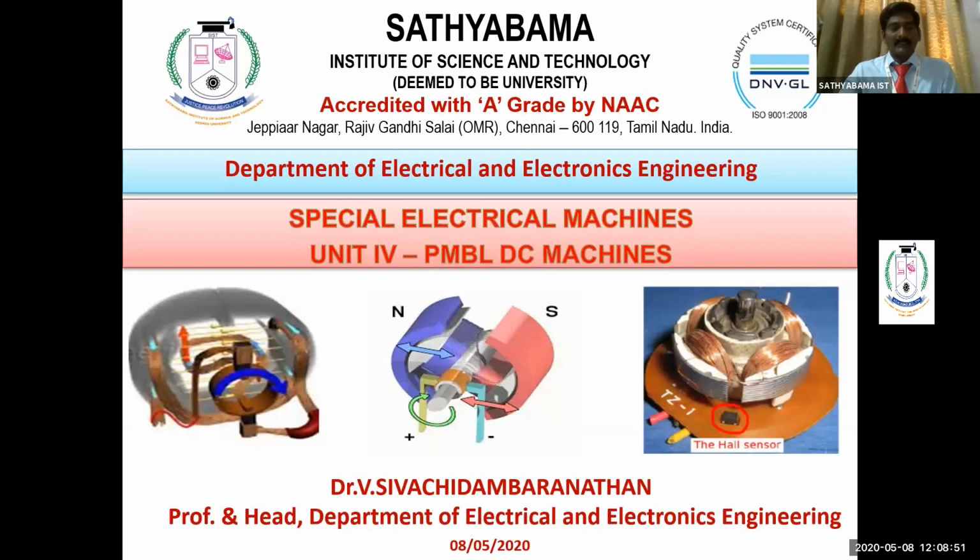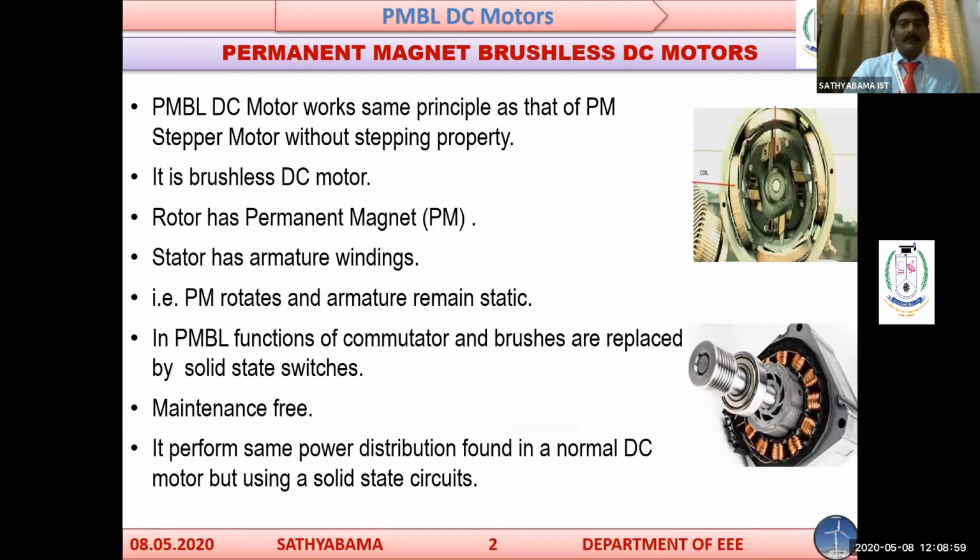In the DC motor, the functions of commutator and brushes are replaced by solid state switches. The PMBL motor is simply called brushless DC motor. The rotor has permanent magnet. Stator has armature winding. That is, the permanent magnet rotates and the armature remains static. In PMBL, the functions of commutator and brushes are replaced by solid state switches.